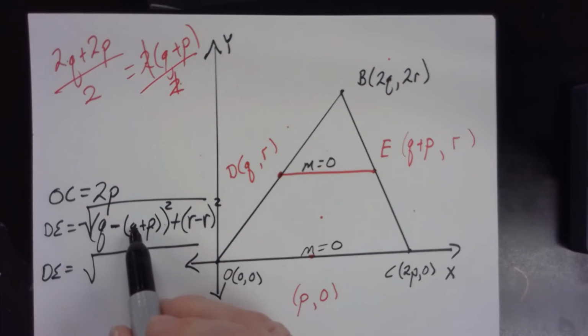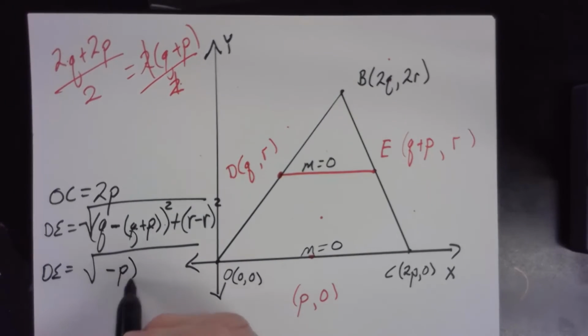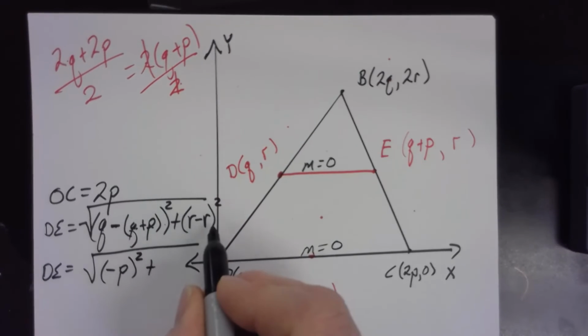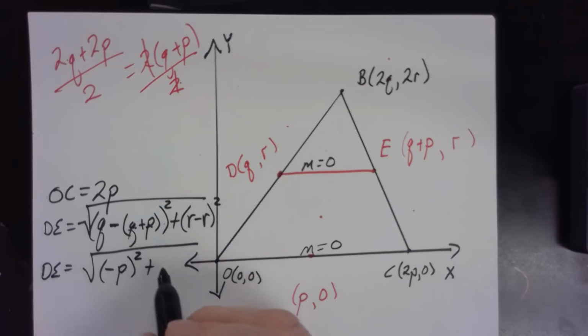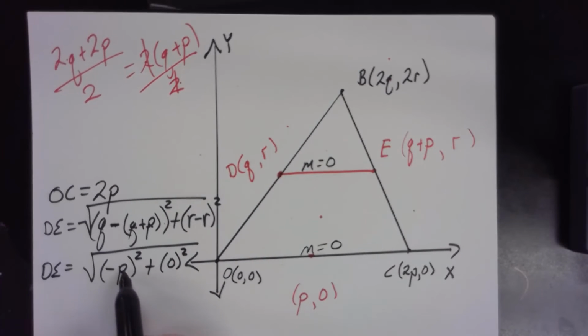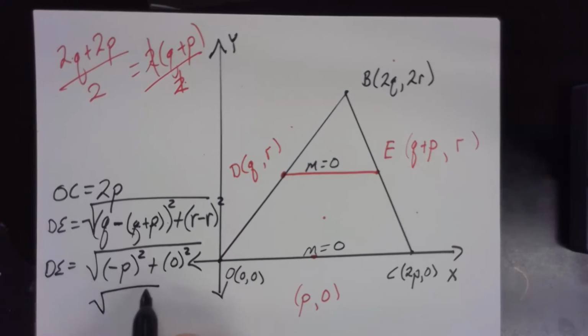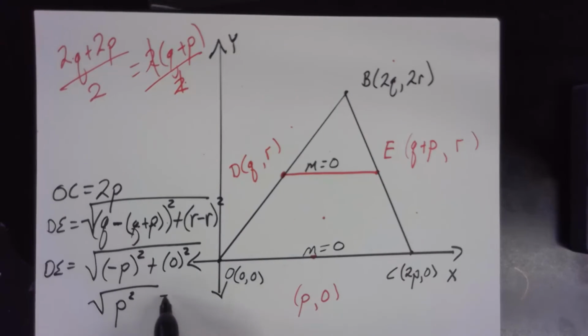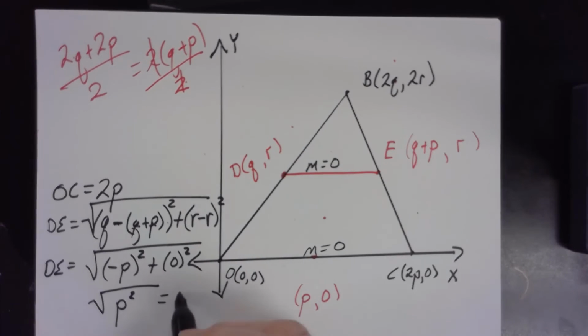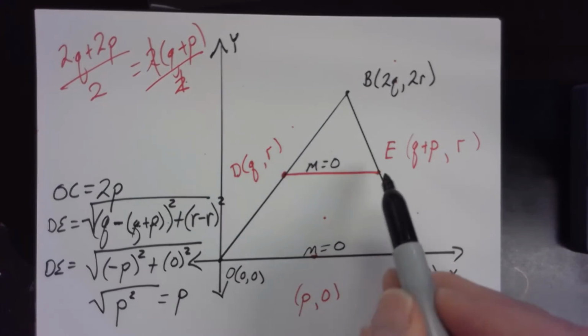So if I'm going to subtract a quantity, that quantity has to be in parentheses. So q subtract q, well, that's 0, isn't it? And then subtract p. So it's actually the opposite of p squared. And then what's r subtract r? 0 squared. Well, what's the opposite of p squared? P squared. Very good. So negative p times negative p is positive p squared, right? And then 0 squared, of course, is 0. And what's the square root of p squared? Yeah, it's p. So the distance from D to E is 1p.